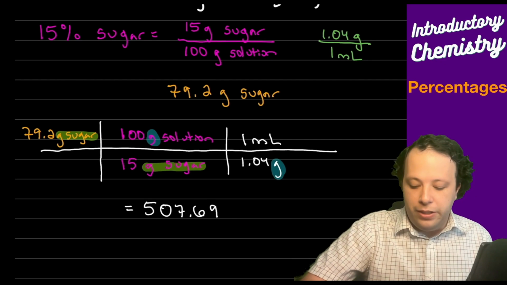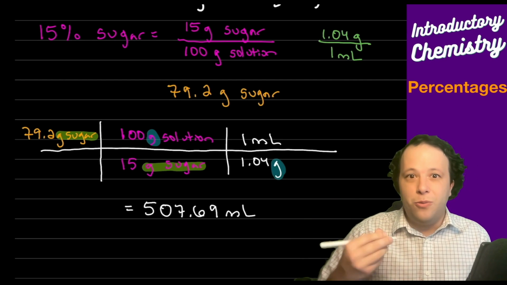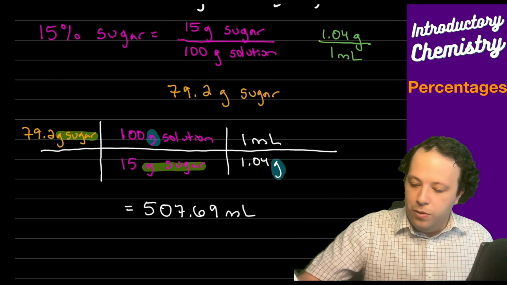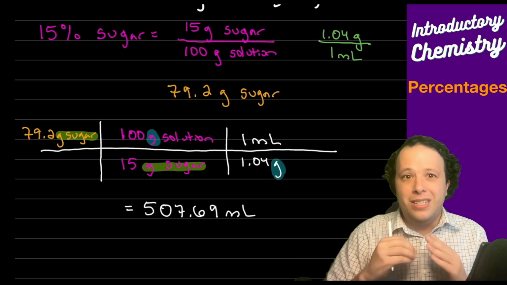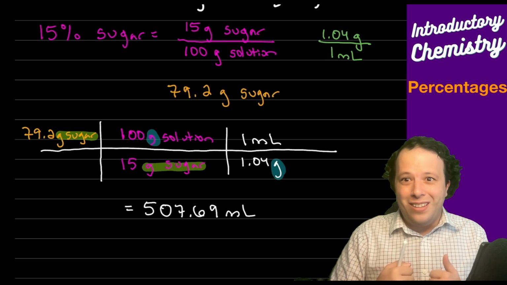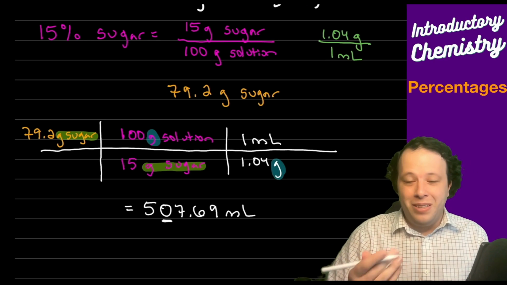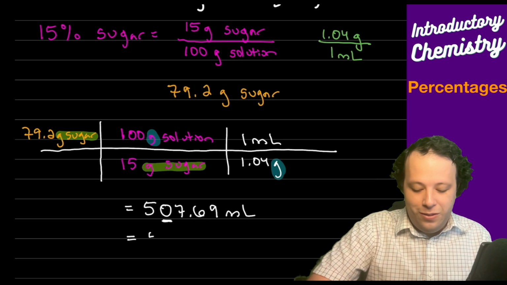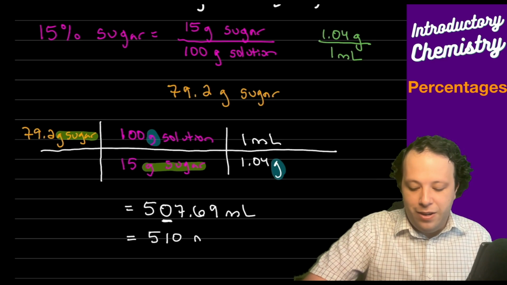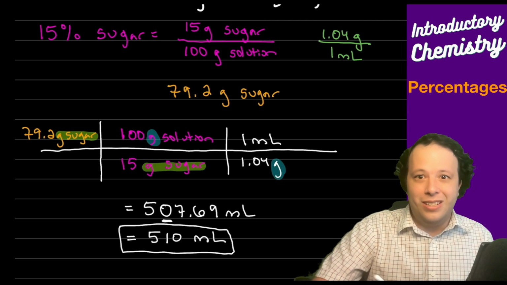When we do that, we're going to get a final number of 507.69 milliliters. Now, as always, is that the correct amount of sig figs? When you are going through these, we can see that we need 2 sig figs due to the percent. So how would we round this? Well, we have to round to the second sig fig spot. So what this is going to round to is approximately 510 milliliters as our final solution.